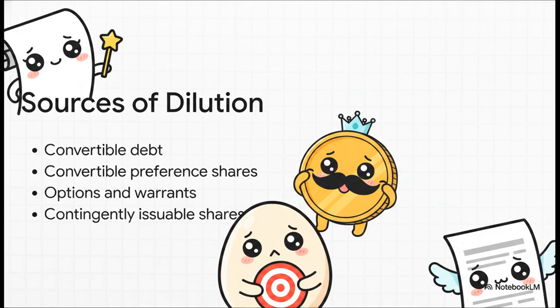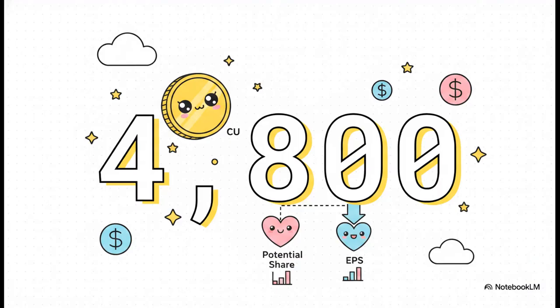They are all just lurking in the background, fully ready to expand that denominator. To establish if one of these potential shares is actually dilutive, IAS 33 uses a specific benchmark. Let's anchor this with a concrete example right from the standard. Imagine a control number of CU 4800, representing profit from continuing operations. A company uses this control number to see if a potential ordinary share will actually shrink the EPS.